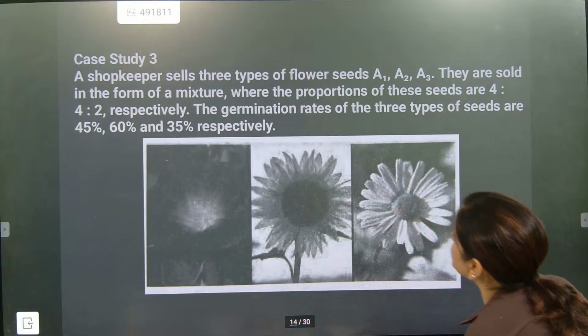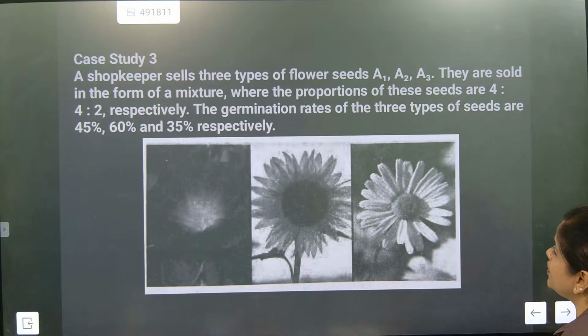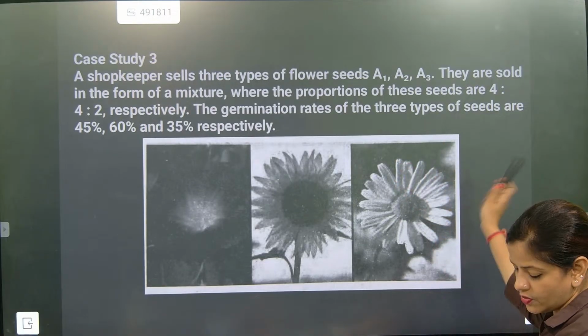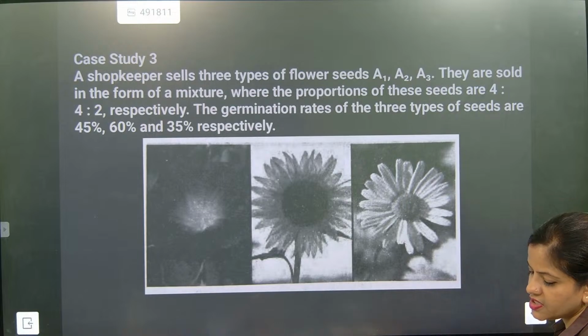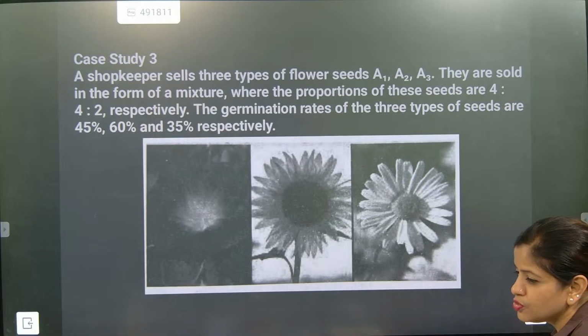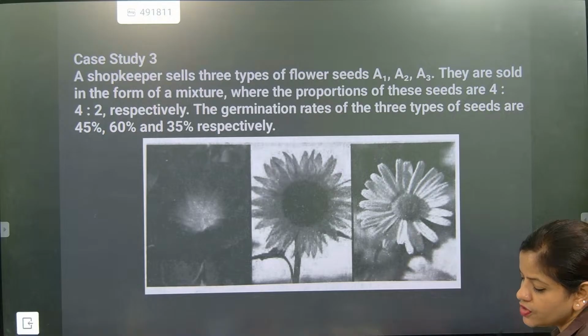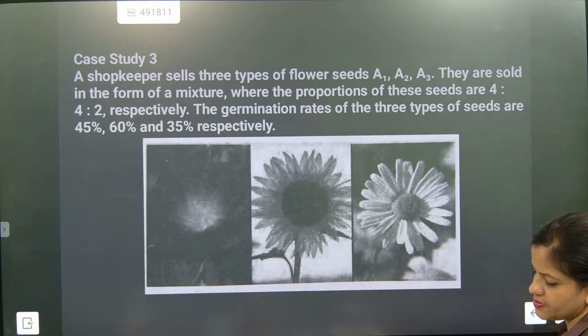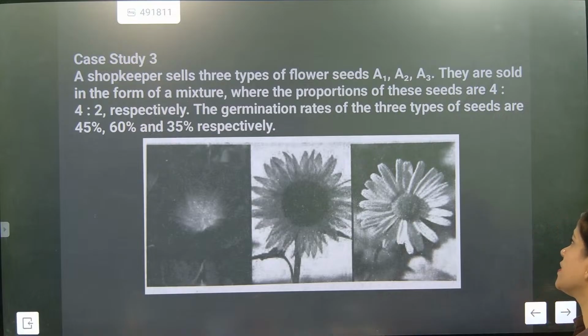A shopkeeper sells 3 types of flower seeds: A1, A2, A3. Now by seeing this part itself, you need to analyze. 3 different types of flower seeds are there, and they are sold in the form of a mixture. The proportions of these seeds are 4 is to 4 is to 2. The germination rates of the 3 types of seeds are 45%, 60%, and 35% respectively. So this is the story given.